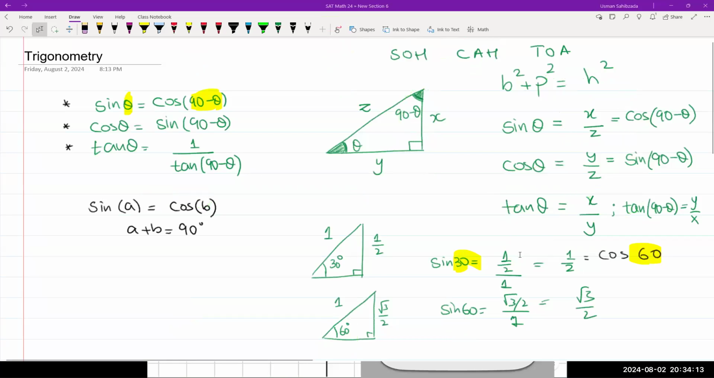That when you add them up, you get 90. Sine 45 is equal to cos 90 minus 45. So it's the same thing.